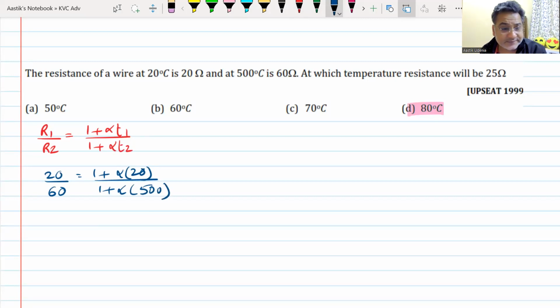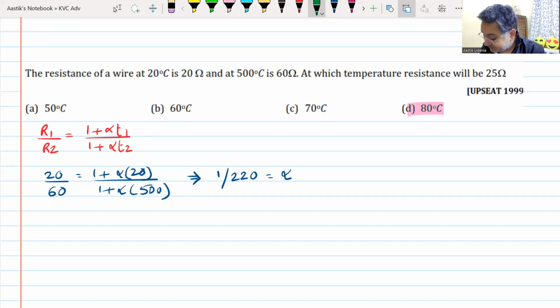Do we understand this? Yes, sir. From here, you will get the value of alpha. What is the value of alpha you are getting? 1 by 240. 1 by 220 is the answer that you should get. That is given in my sheet. 1 by 220, and I will not comment on this. If you can't calculate this, I don't know what you can do.